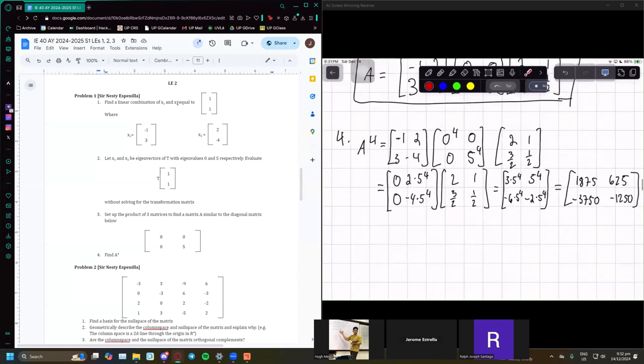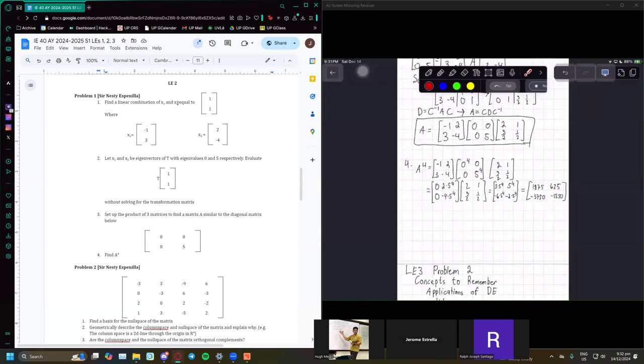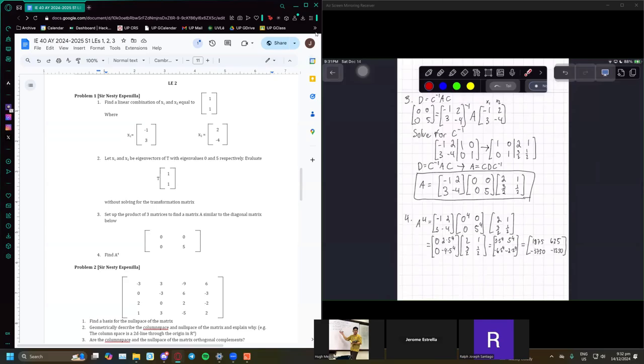And then again, this is just brute work. Actually do the calculation. So this is the product of these two. And then you multiply these two. Expand until it's that. And that's it for number 4.